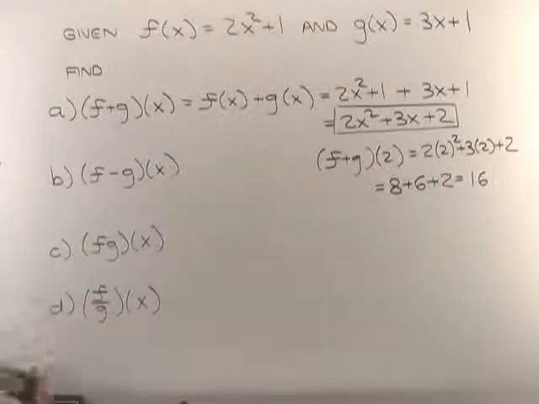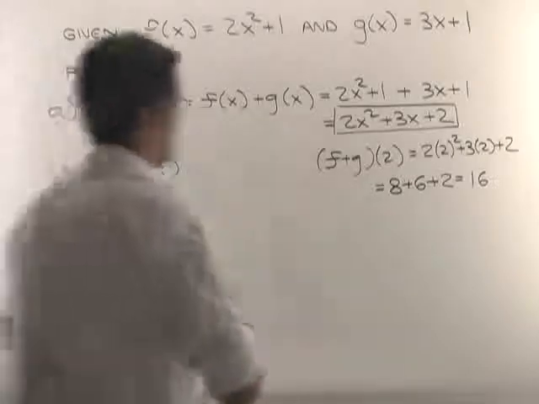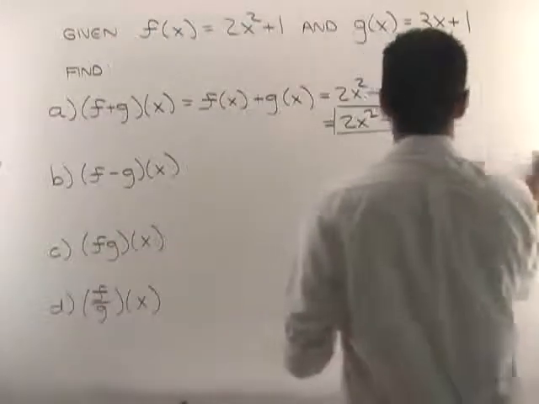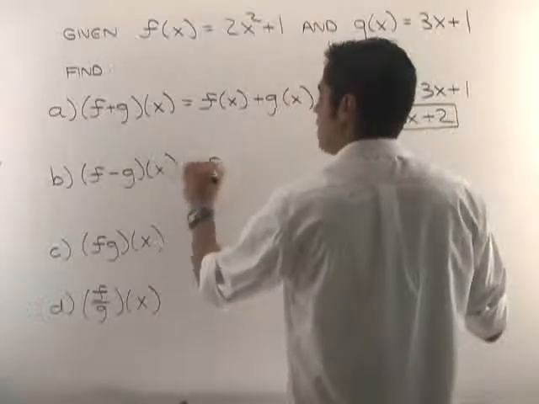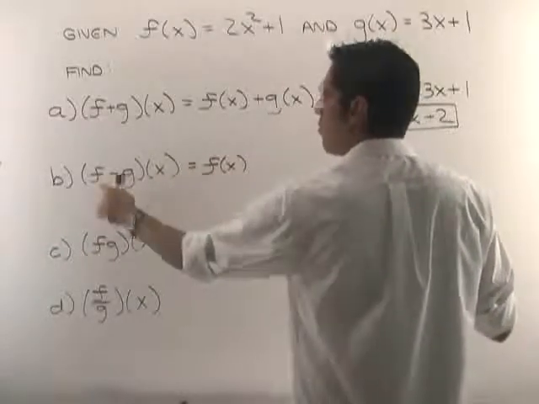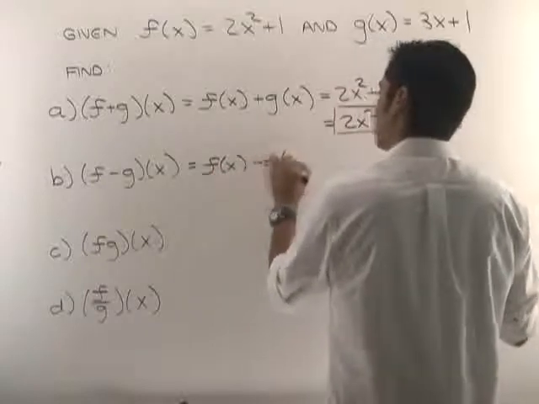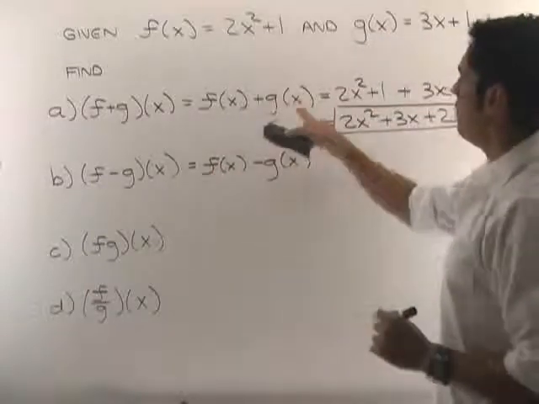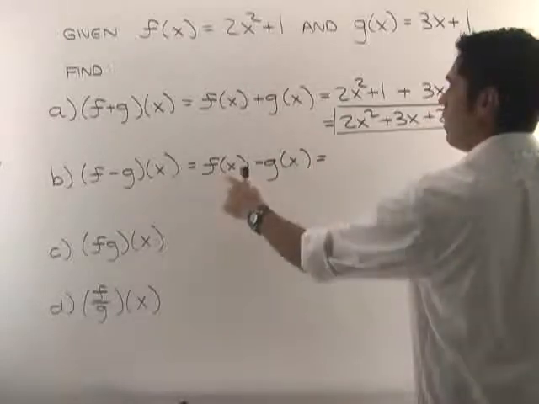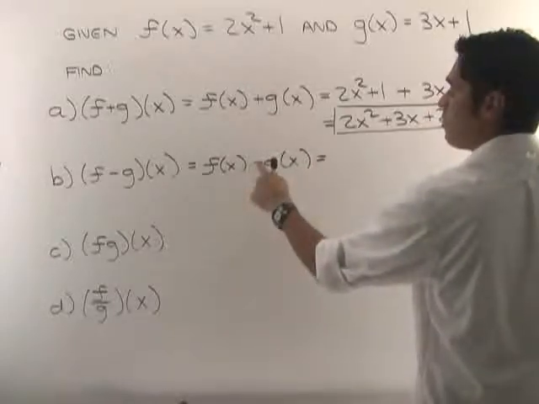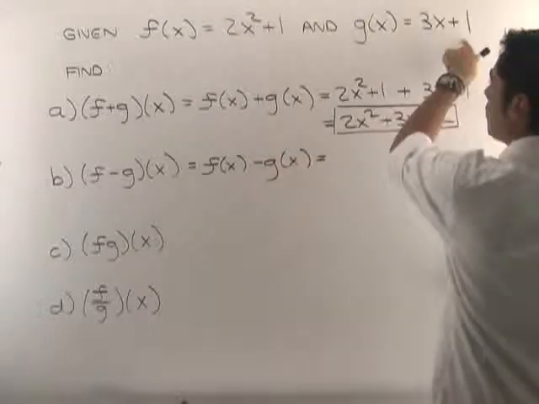Okay, now for this next problem, we're going to be finding the difference of the functions. I'm going to erase this over here. So to find the difference, what we need to recognize is that this means you take f of x, that's the first one, and you subtract from that g of x. So it's very similar to the sum, except now we're going to use subtraction. Now the important thing to notice here is that we have to be careful because subtraction will distribute through each of the terms of g.